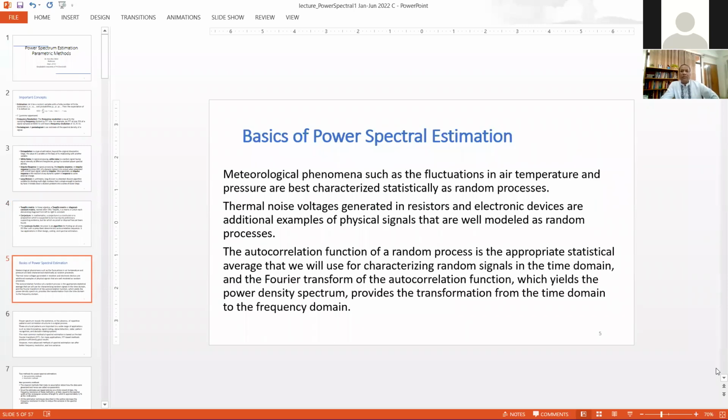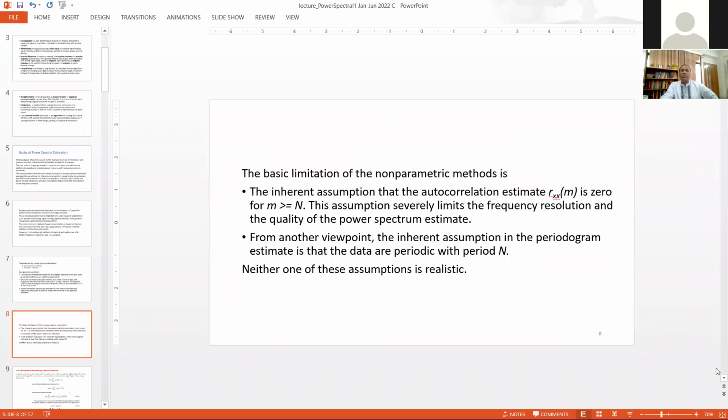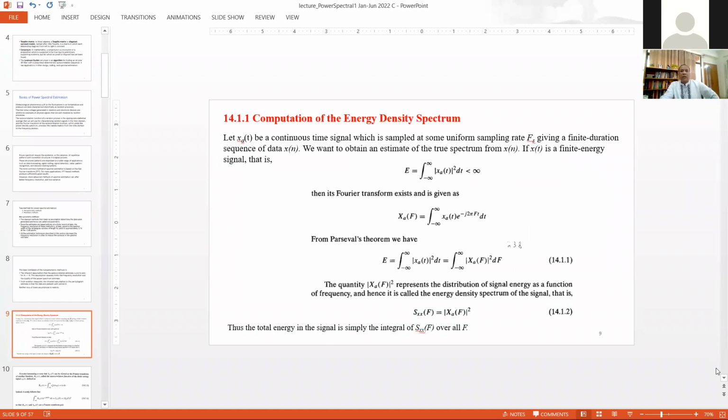We discussed the basics of power spectrum, basics of power spectral estimation. We discussed it in the last class. Here we have brought some part from the middle, that means the computation of energy density spectrum. How do we calculate it?